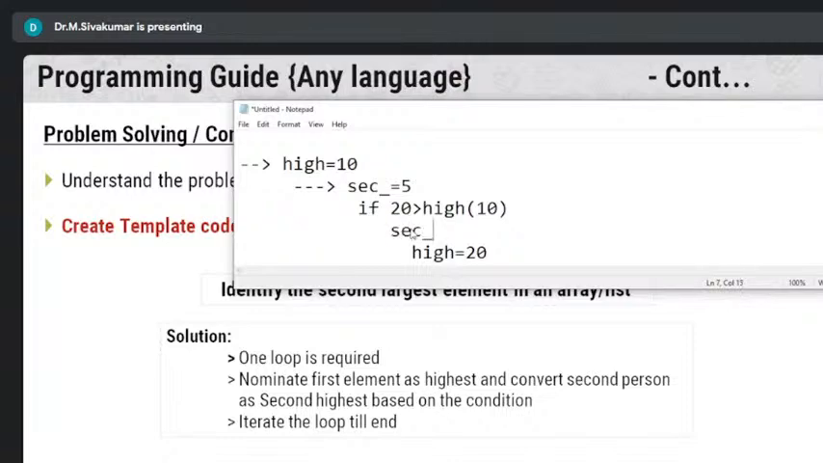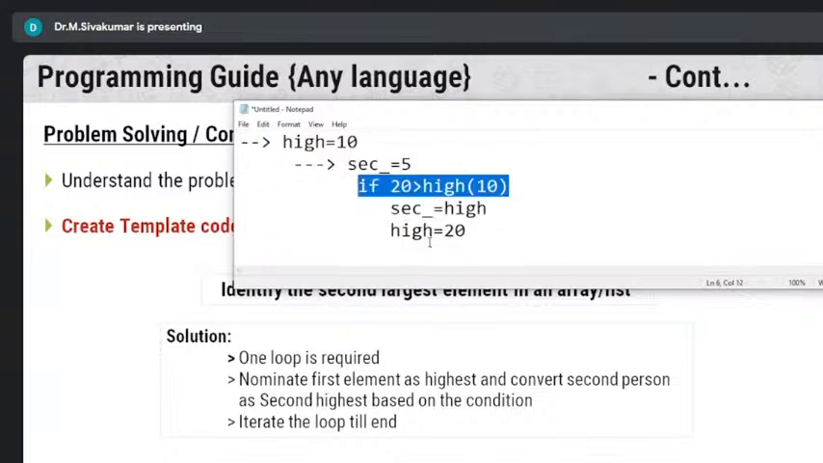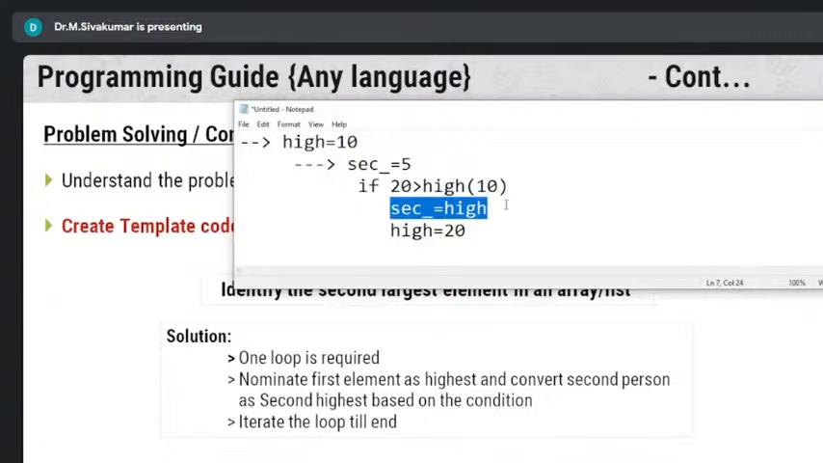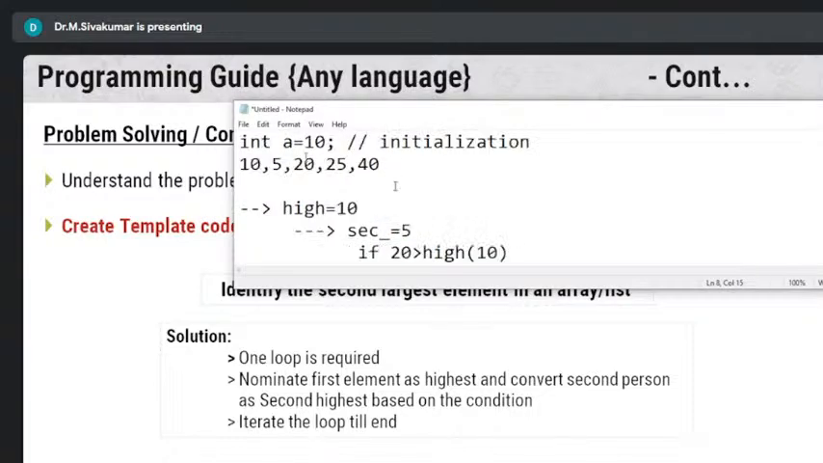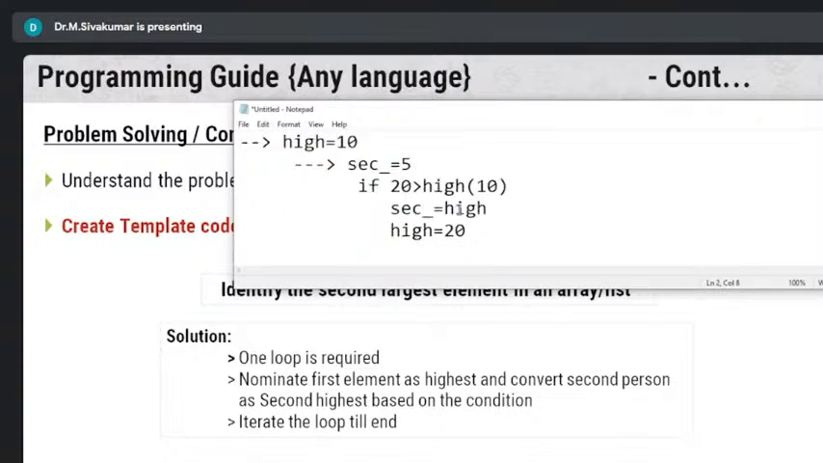Second highest is equal to 5. Just think about it, because once this condition is checked here, automatically we will have the highest number as 10. Earlier the highest was 10, and that should be converted into the second highest number. After converting the highest number into the second number, we will have the new number, 20. In the same way, we need to iterate everything.